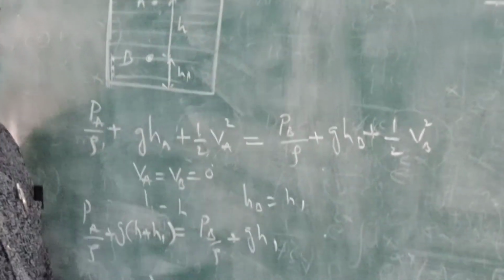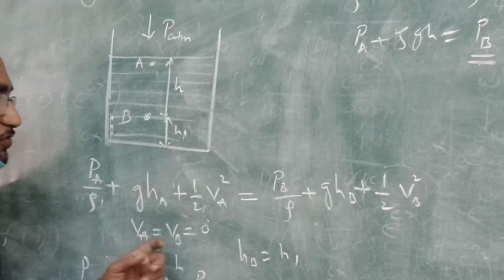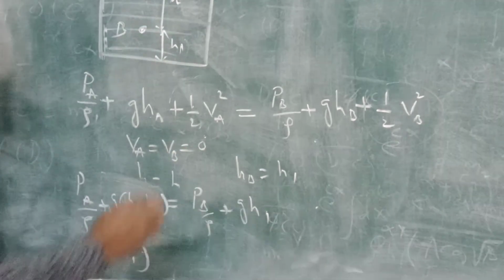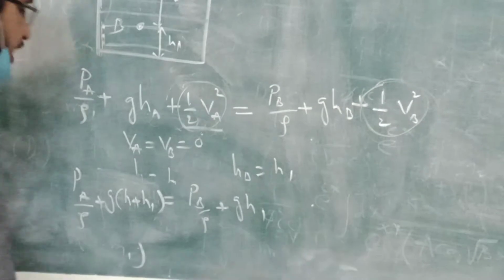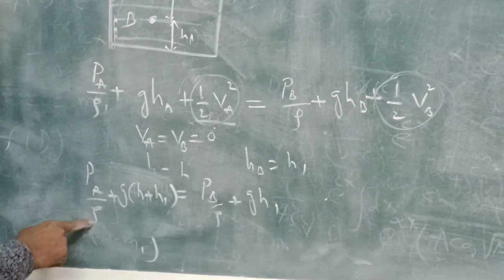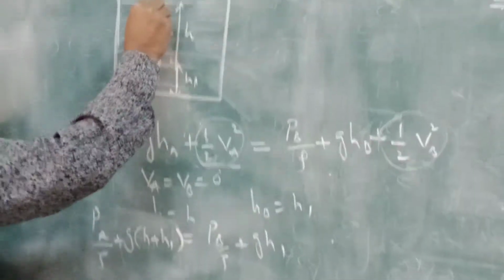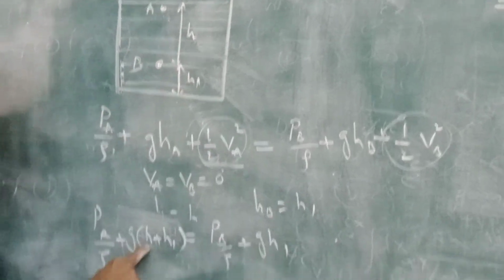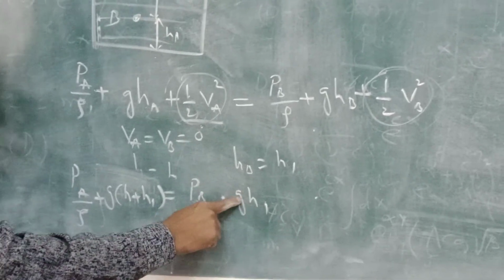But both the molecules are at rest. Therefore, their velocities are 0, Va and Vb are 0. Therefore, the kinetic energy will vanish. And I can write here pressure at point A upon the density, that is the pressure energy, plus g. Here the height of the molecule A is h plus h1 from the bottom of the container. So I will write here h plus h1 is equal to Pb by rho plus gh1.